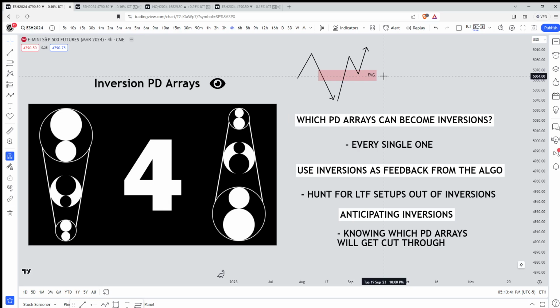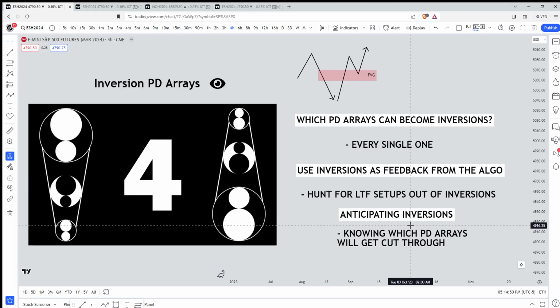So there's multiple ways that we could utilize these. The next thing I have written down is using inversions as feedback from the algo. So we can utilize inversions to measure order flow. We want to see which PD arrays are being disrespected. And once we get that and we can gauge a draw on liquidity, which we talked about in episode 3, we can hunt for lower time frame setups out of these inversion PD arrays. And you will see change in the state of delivery occur within PD arrays from the sell side of the curve if price is on the buy side of the curve. We're going to be diving into picture examples and real chart examples, so stay tuned.